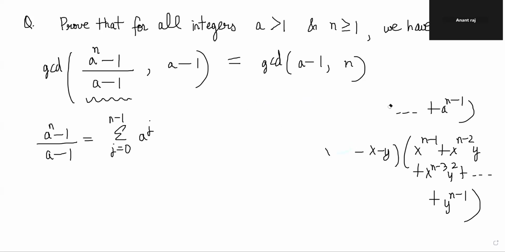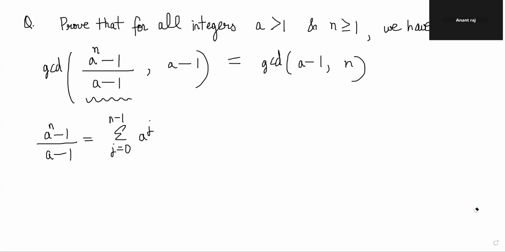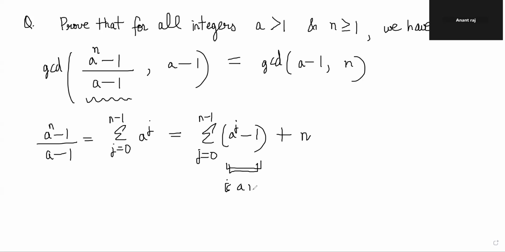So we can write this as a summation. And now what we will do is we will change it a little bit. We'll write it like this. Summation j goes from 0 to n minus 1 of a power j minus 1, I'm adding to the summation. So automatically you should realize that that is n terms. So you have added minus n, right? So you can do a plus n, right? So now think about it. Each of these is a multiple of a minus 1.